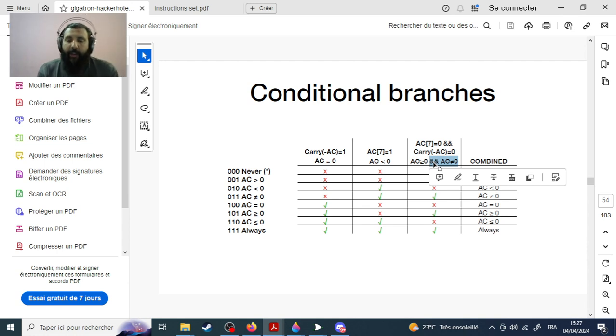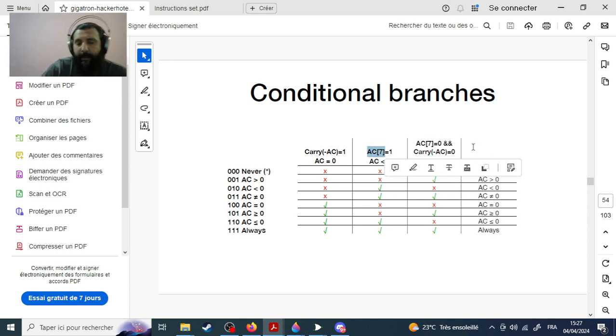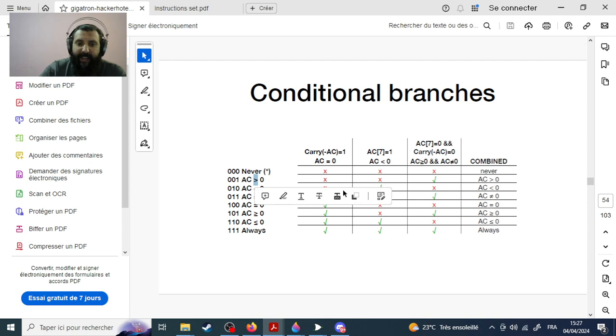I will explain. We will start with the IC7. This is the sign bit. If you have this condition, if the sign bit is equal to 1, what can we say about greater than, less than, greater or equal, what can we say about IC compared to 0? If the last bit, the 8th bit of the IC is equal to 1, what can we say about this situation?